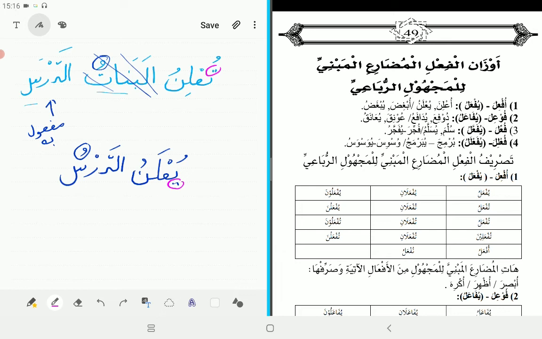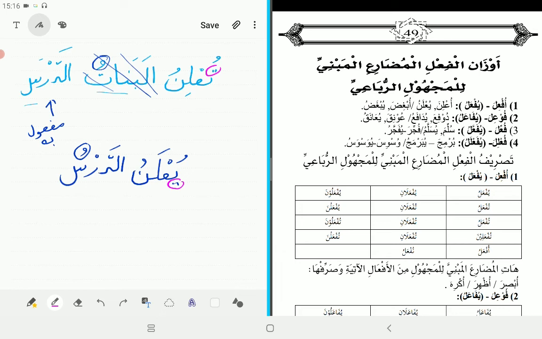So let's go through the examples the author mentions here. أفعل, number one, becomes يفعل. أعلن, يعلن, is to announce, to profess. أبغض, يبغض, to hate, or to be hated, in the passive voice. Number two, فُعل يفاعل, دُوفع يدافع, الدفاع والمدافعة, which is to repel, to defend. عُونق يعانق, from the mu'anaqa, which is to hug.